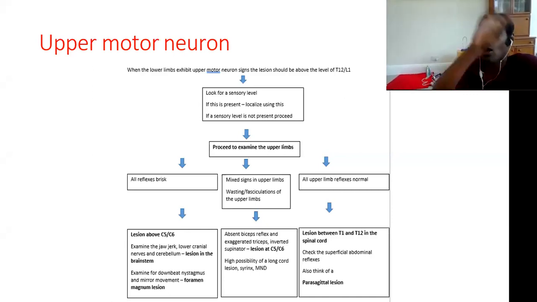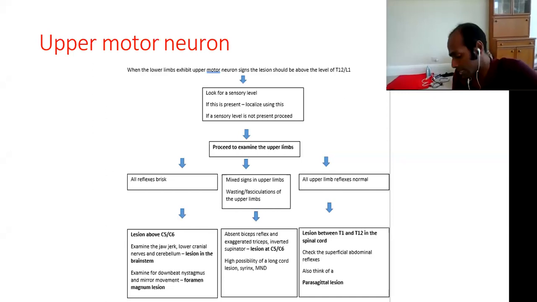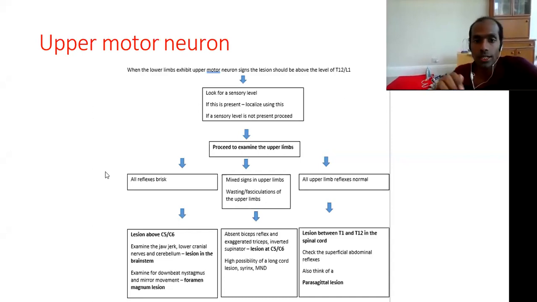Then the next thing is you examine the upper limb reflexes, this middle part. Biceps reflex absent, triceps is exaggerated, and you get the inverted supinator reflex. If you get that combination, we know the lesion is exactly at C5 and C6. Then finally, all the upper limb reflexes are normal. Then you know the lesion has to be between T1 and L1 in the cord. There is a way of differentiating that further, which we will learn later, but now is not the time to learn that.